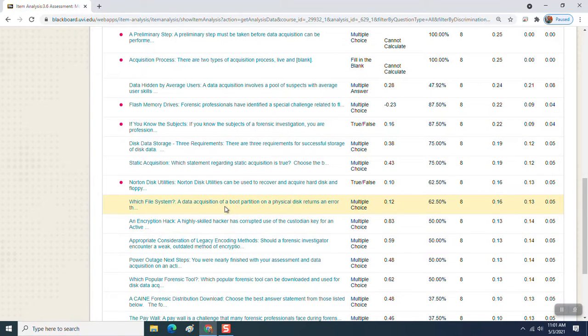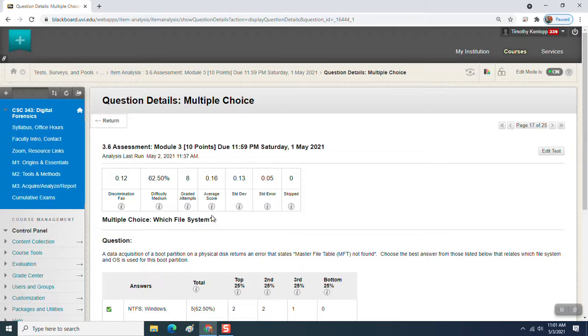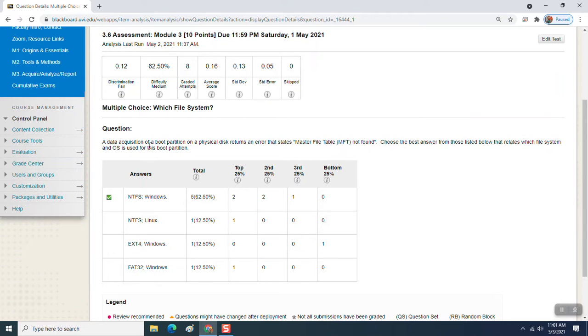Which file system? A data acquisition of a boot partition on a physical disk returns an error that states master file table not found. Okay, so older legacy file systems use an MFT. Choose the best answer from those listed below that relate which file system and OS is used for this boot partition. So NTFS and Windows is what's used.